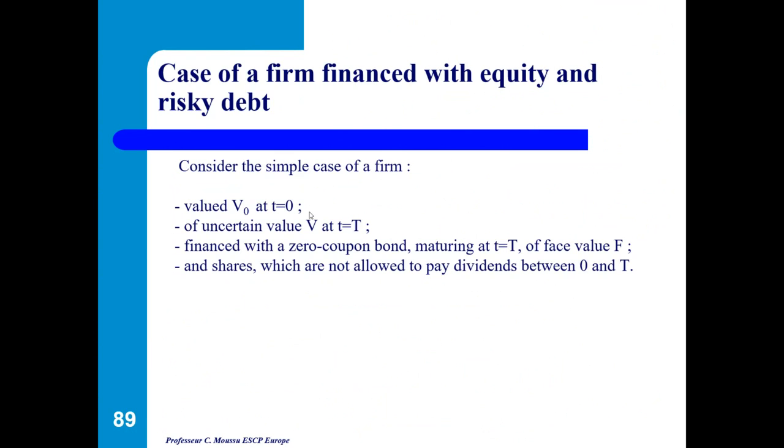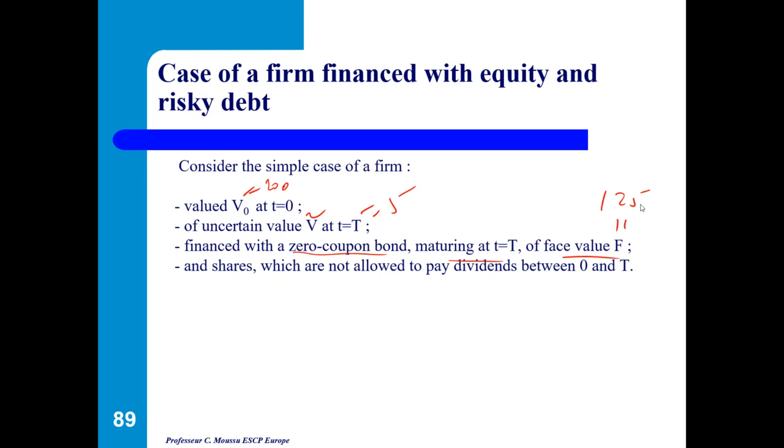So consider the simple case of a firm, and the firm is valued, so this is my oil price, and the value is 200 million at T equals 0. And the value of the oil price is uncertain, so there is uncertainty on the firm value at T equal T, T equal 5, for instance, which is the maturity date of the bond. And the firm is financed with a zero coupon bond maturing at T equal T of face value F. And F is going to be $125 million.